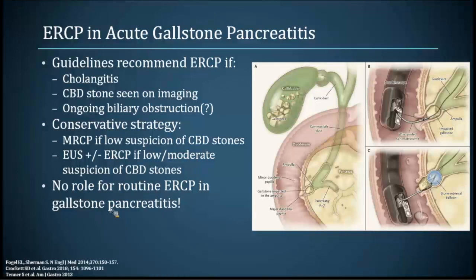Anecdotally, it is a more difficult procedure. There's a lot of edema and swelling, and I think you might run a higher risk of getting post-ERCP pancreatitis. And so these are really the only indications to rush into ERCP.